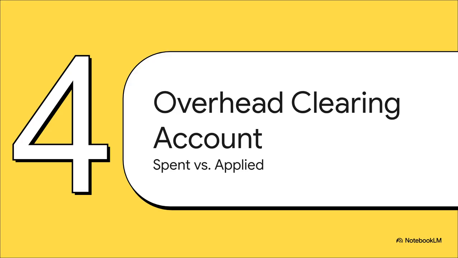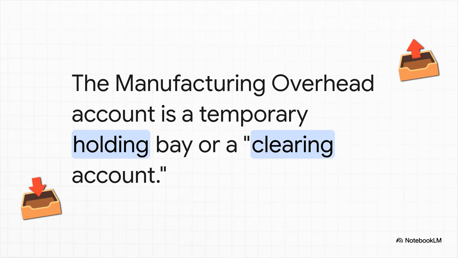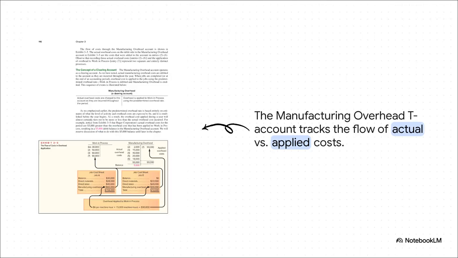All right, so we have all these numbers flying around. We have the actual costs we're paying, and we have these applied costs we're assigning to jobs. Where does this all go in the accounting system? Well, accountants have a special account just to keep it all straight. This account is called, you guessed it, manufacturing overhead. Now for your exams, the best way to think about it is like a temporary holding bucket. Its only job is to collect all the actual overhead costs in one place and then clear them out by applying them to jobs. That's why you'll often hear it called a clearing account. And visually, the absolute best way to see this flow is with a classic T account.